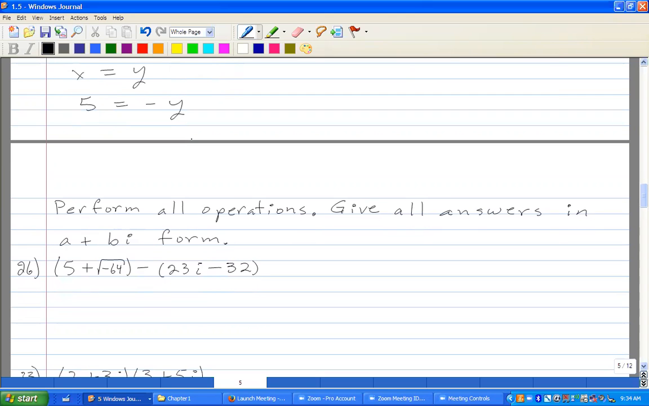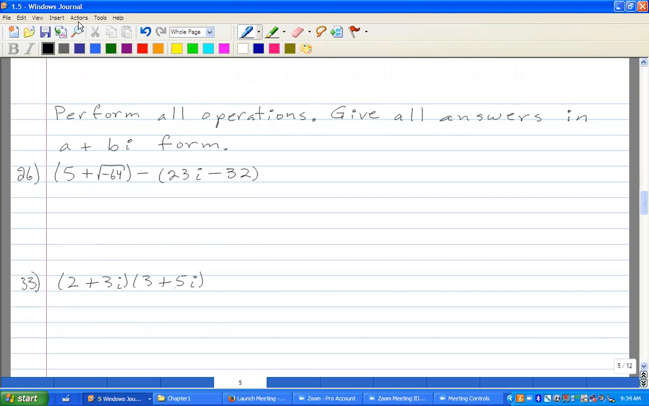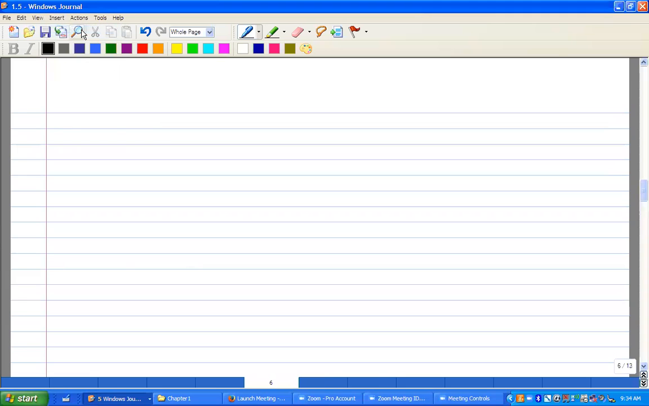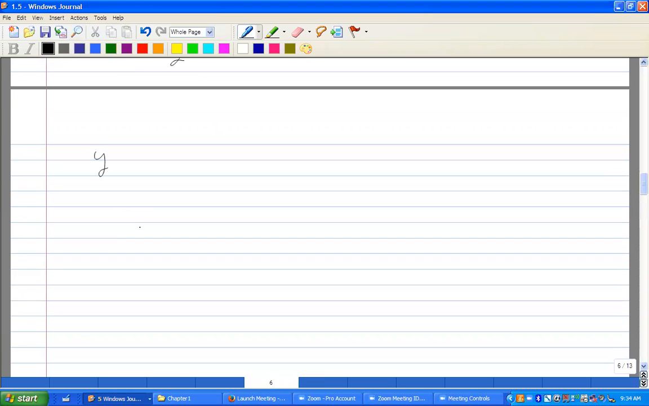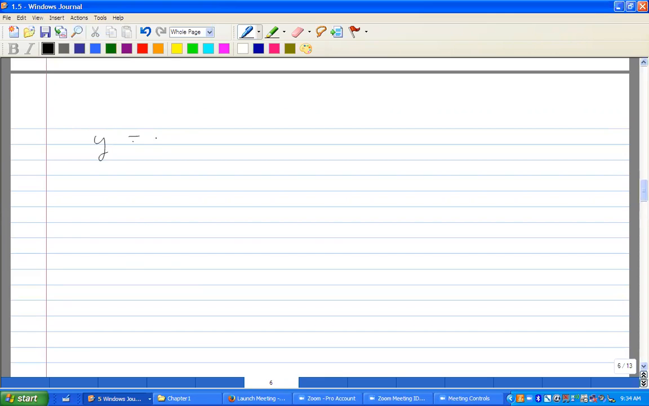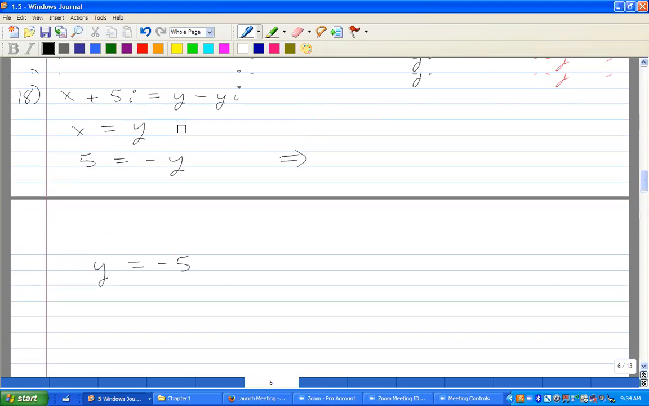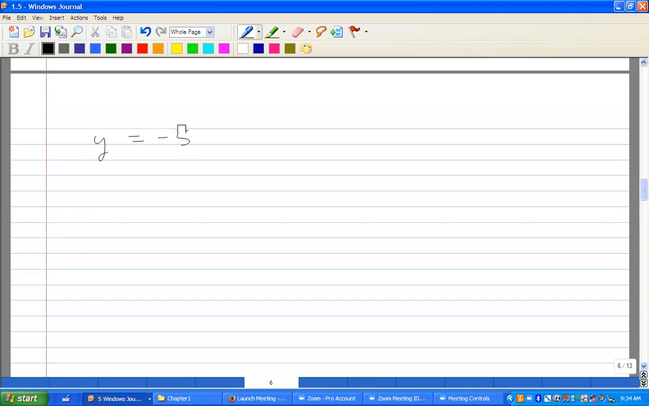So from this, I get that y must equal -5. But since from the first equation I have that x is equal to y, x must equal -5. And that is my answer.